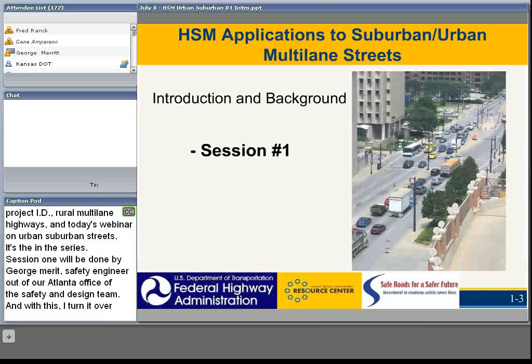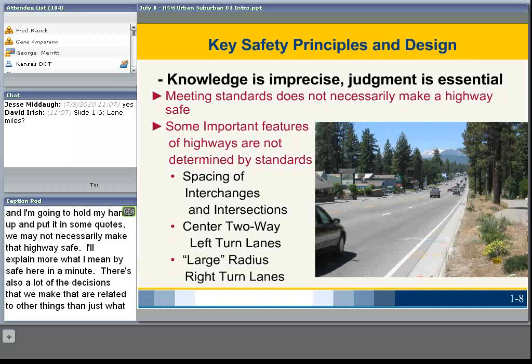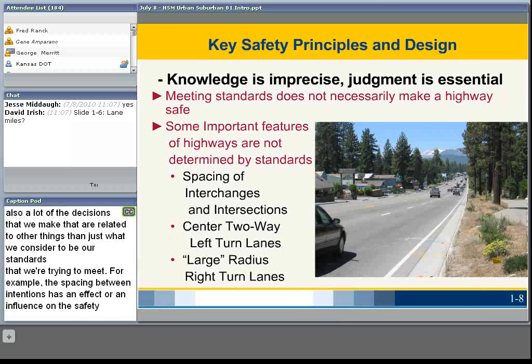However, there's a lot of these decisions that we make that, although we may meet those design standards, we may not necessarily make a highway, and I'm going to put this in quotes, we may not necessarily make that highway safe. I'll explain more what I mean by safe here in a minute. There's also a lot of the decisions that we make that are related to other things than just what we consider to be our standards that we're trying to meet.